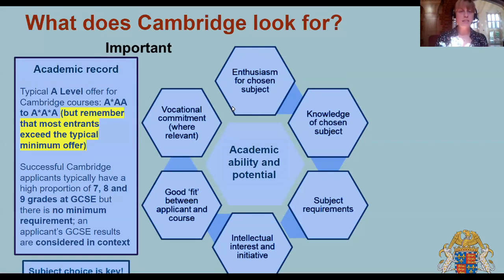But as well as what I've just said about that being typical, you as an individual would be set an offer that is individual to you. So you might have a required A-star in a particular subject, for instance. That's kind of what I mean by setting an individual specific to you offer. In addition to those notes, I also added in really bright yellow highlight, remember that most entrants exceed that typical minimum offer. A really good place for you to look is on the course website page, on the entry requirements section.